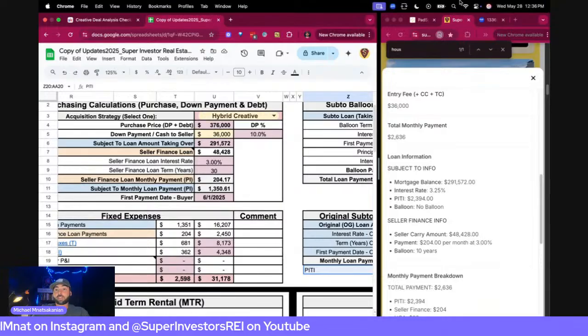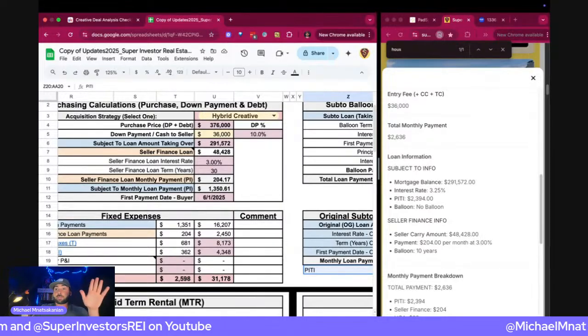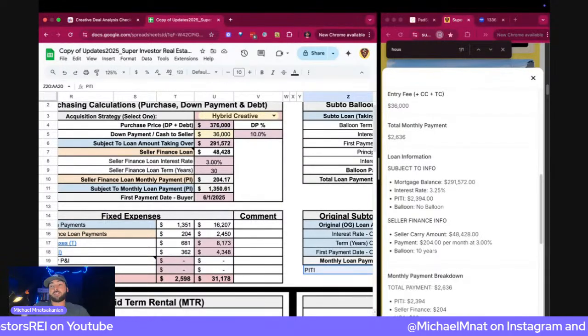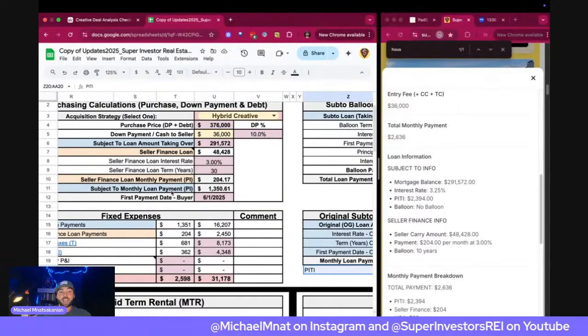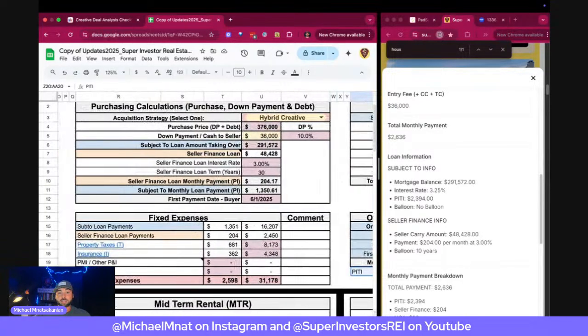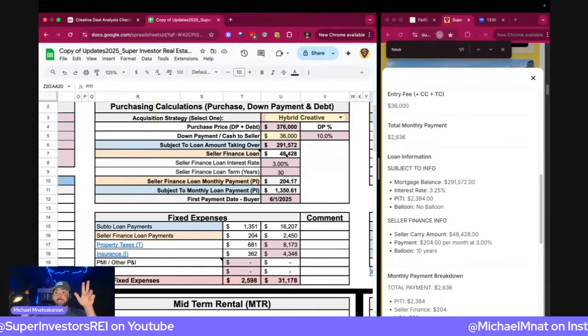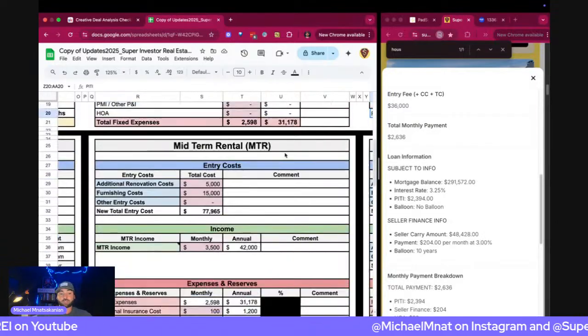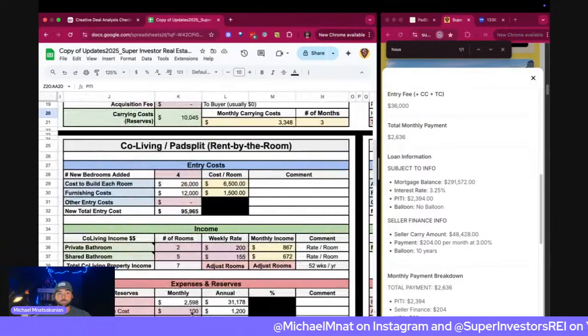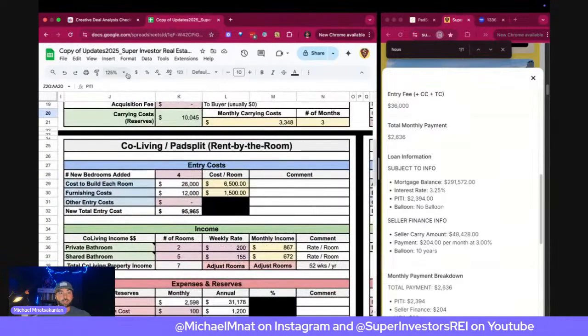So now I've shown you very simply how you can use this calculator to analyze a hybrid creative deal. Very simple for me, but simple enough for you guys. Now, we understand the entry and the debt information, right? And some of the expenses. Let's figure out what it would be as a co-living rental. So let me zoom out a tiny bit.